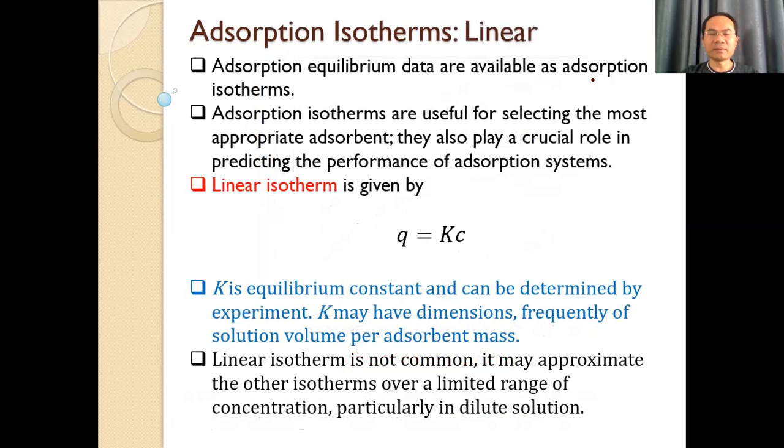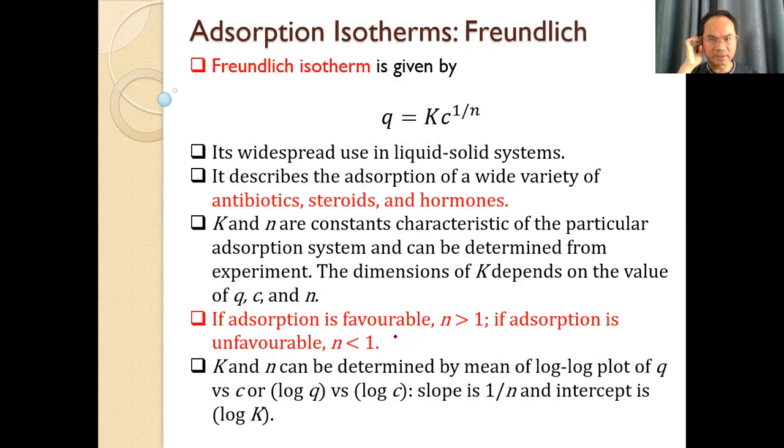The first one is the linear isotherm, meaning Q is a function of C in the equation Q equals KC. K is the equilibrium constant, which can be determined by experiment. K has dimensions of solution volume per adsorbent mass. The linear isotherm is not common. It may approximate other isotherms over a limited range of concentration, particularly in dilute solution.